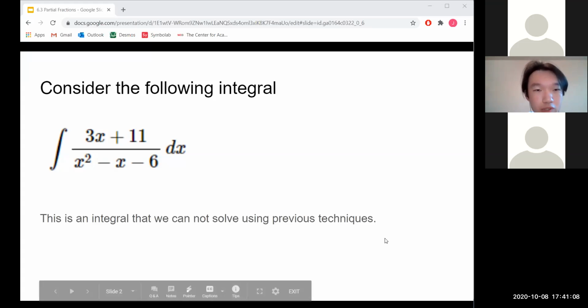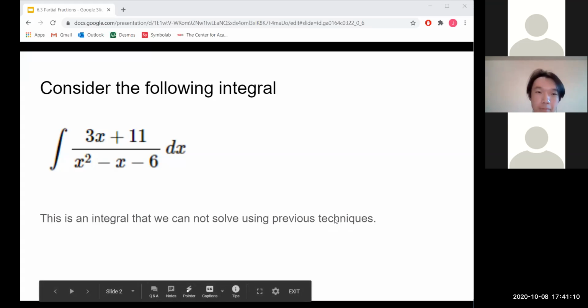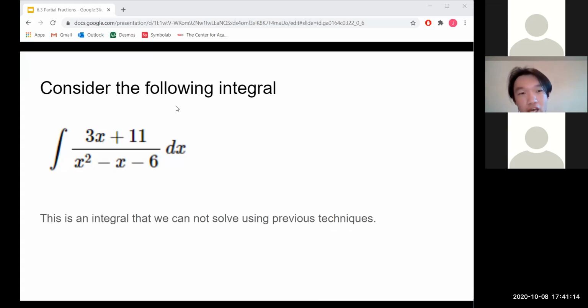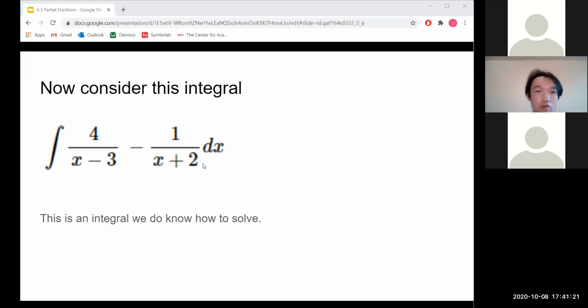Yes, this is chapter 6.3. Once you've convinced yourself that you do not know how to do this question, let's move on. All right, you should be convinced. Now let's consider this integral right here. This should be something that we do know how to solve. So take a look at this one.